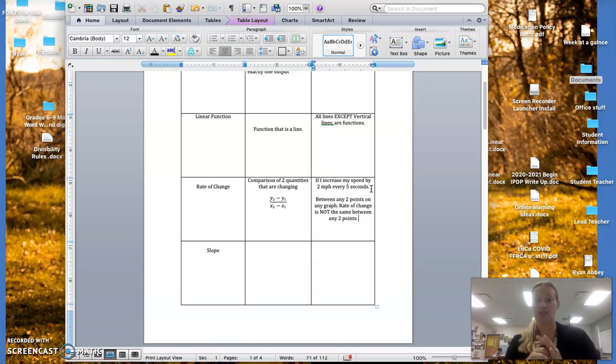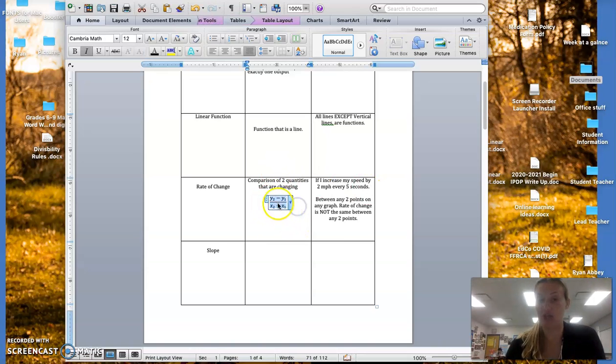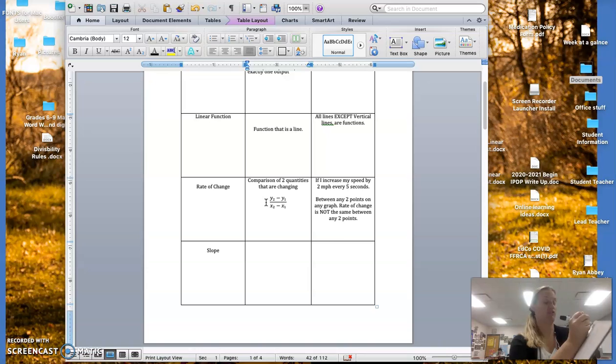Okay, and so what you do is you pick 2 coordinate points to find the rate of change between, and this is the formula you're going to use: y2 minus y1 over x2 minus x1. These 2's and 1's mean nothing mathematically. What they're telling you is you're going to have 2 coordinate points. So I'm just going to throw 2 up here: (5, 2) and (7, 8). So I have 2 coordinate points here.